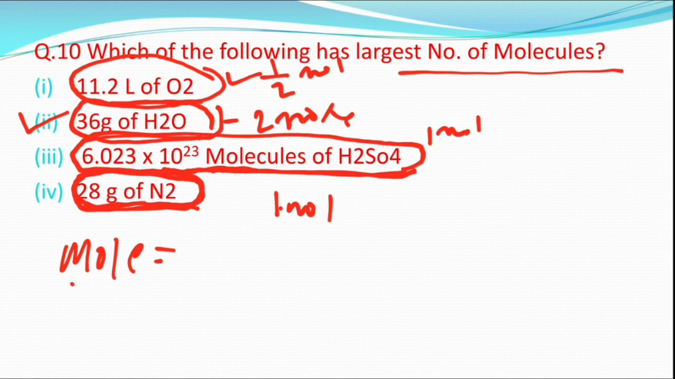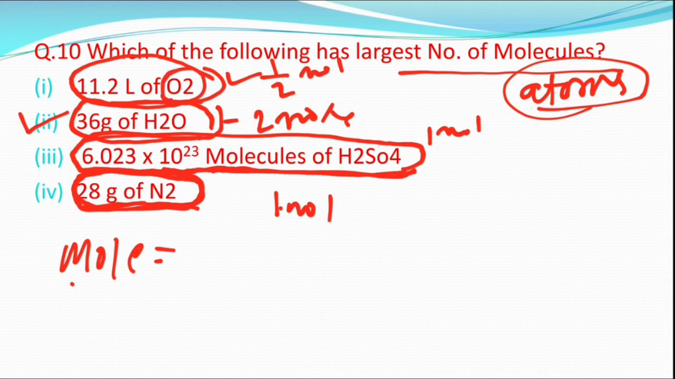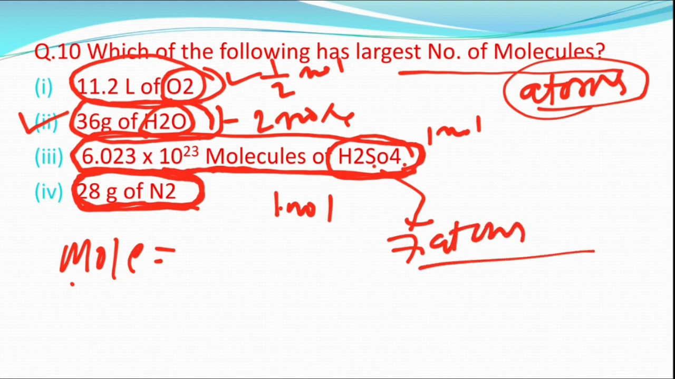Now what if it was asked the number of atoms? Now the answer will be completely changed, because 1 mole of O2 will give 2 atoms, 1 mole of H2O will give 3 atoms, 1 mole of H2SO4 will give 4 plus 1 plus 2, 7 atoms, and 1 mole of N2 will also give 2 atoms. So if this question was asked in terms of number of atoms, C would be the answer.